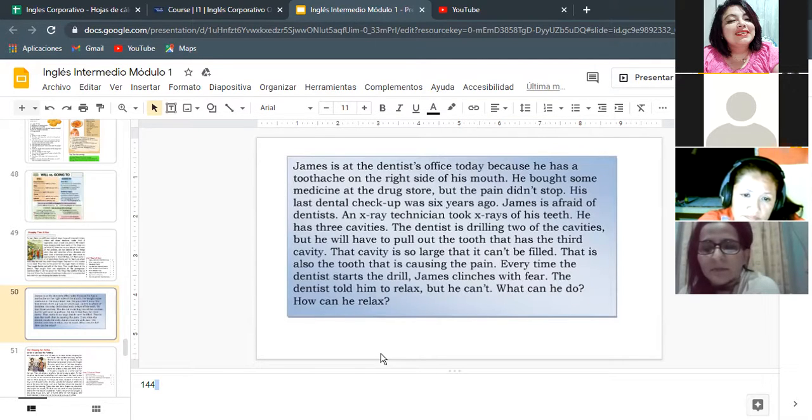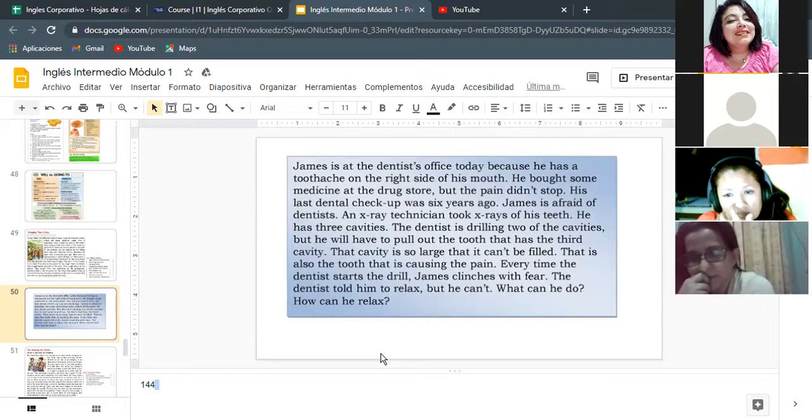An X-ray technician took X-rays of his teeth. He has three cavities. The dentist is drilling two of the cavities, but he will have to pull out the tooth that has the third cavity. That cavity is so large that it can't be filled. That is also the tooth that is causing the pain.